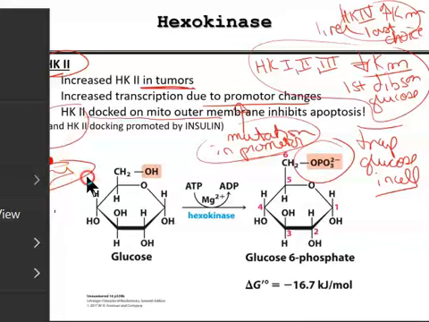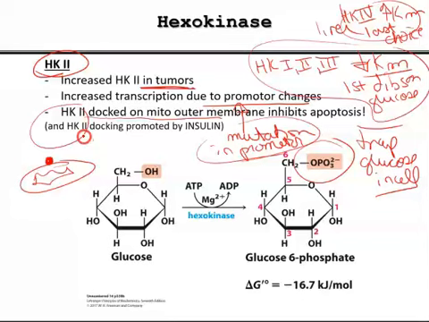Note that hexokinase 2 docking onto the outer membrane is promoted by insulin. So could you say that insulin as a hormone is carcinogenic? Because insulin is going to promote the greater docking of hexokinase 2 to the mitochondrial outer membrane, and inhibit apoptosis and also drive glycolysis, which is important for cancer cell metabolism. So cancer cells really like their glucose.